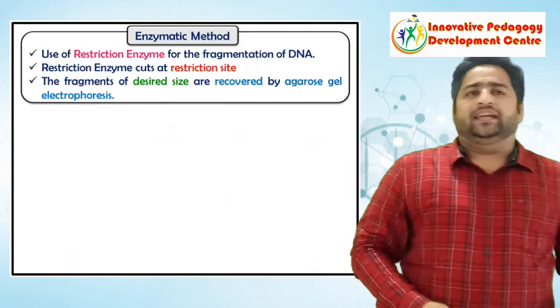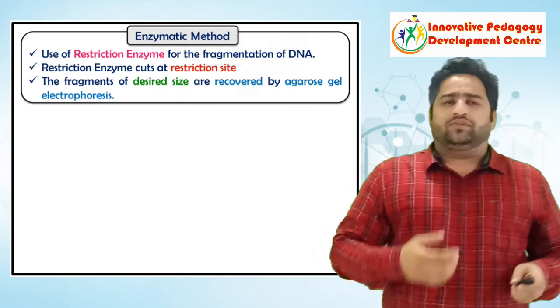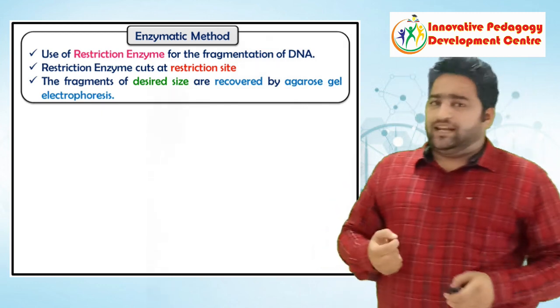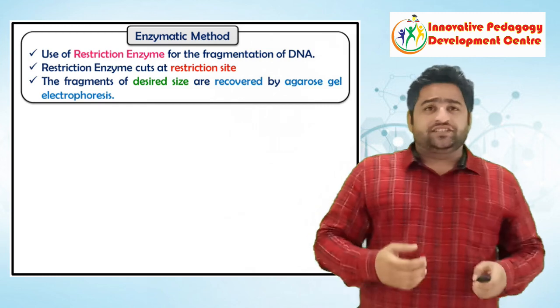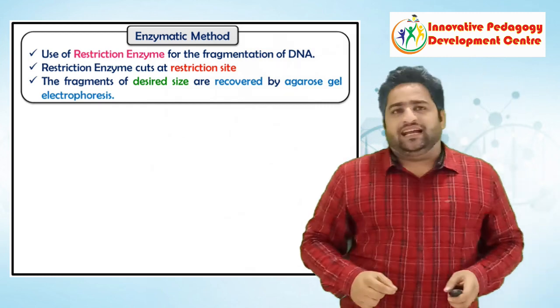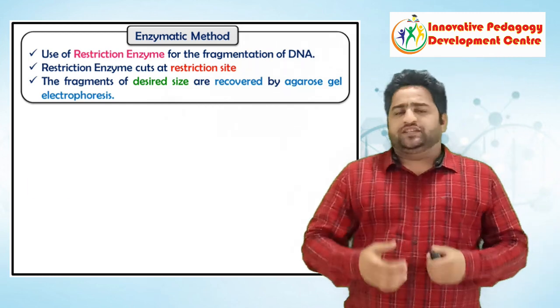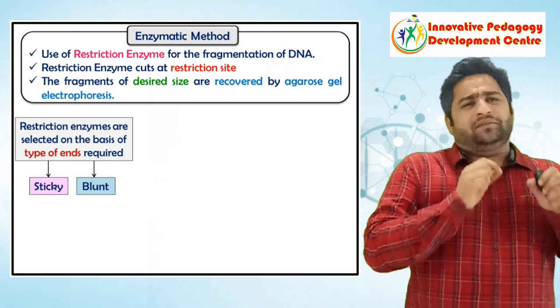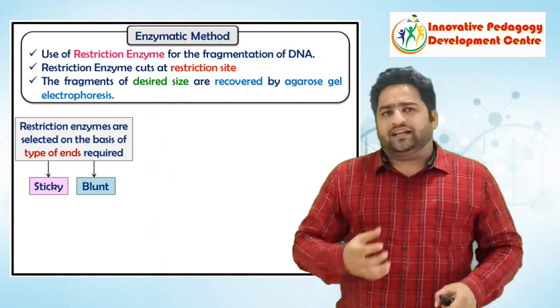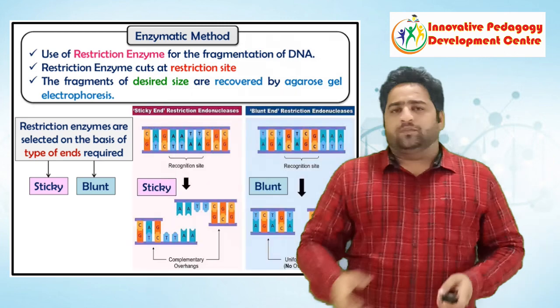So mostly we go for the enzymatic method. It uses the restriction enzyme, that is restriction endonuclease, and the exonuclease, for the fragmentation of DNA. Restriction enzyme cuts at a particular site called the restriction site, and the fragments of desired size are recovered by agarose gel electrophoresis. So the restriction enzymes are selected on the basis of the type of end required, that is sticky end or blunt end.